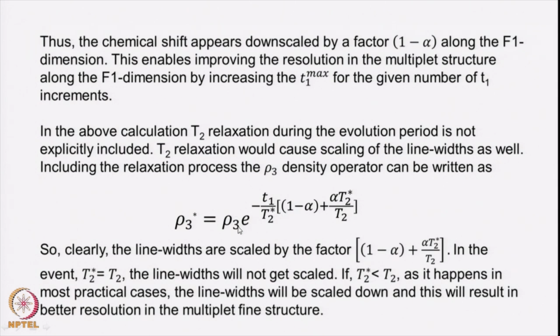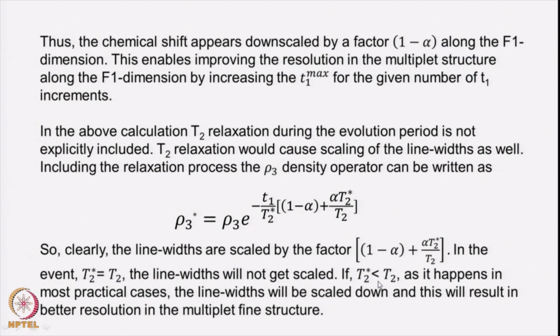So, you get here rho 3 into e to the minus T1 by T2 star 1 minus alpha, this is from the chemical shift, and this is from the coupling, alpha T2 star by T2. So, clearly the line widths are scaled by the factor. This whole factor, if I take away T1 by T2 star, is the so called beta here, and that is 1 minus alpha plus alpha T2 star by T2. In the event T2 star is equal to T2, the line widths will not get scaled, because this will become alpha, and 1 minus alpha plus alpha will cancel, and this will remain as T1 by T2 star. In that case, it will not appear scaled.